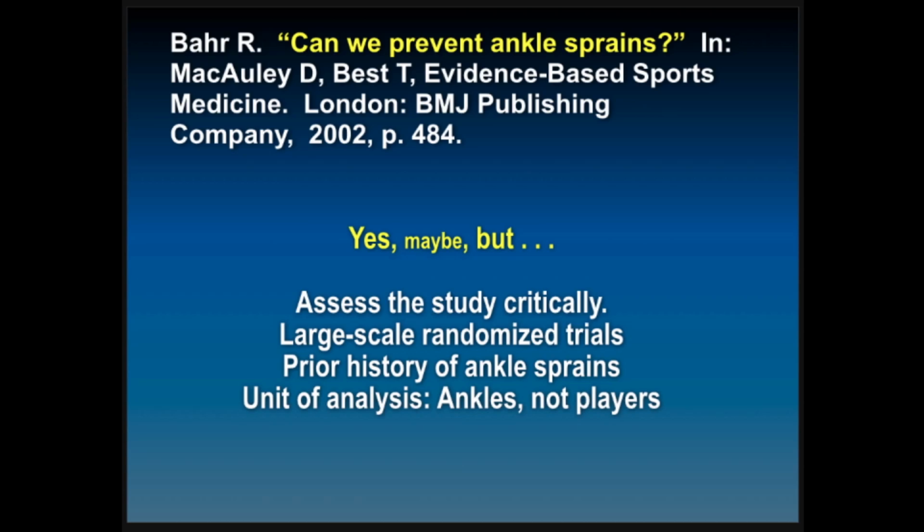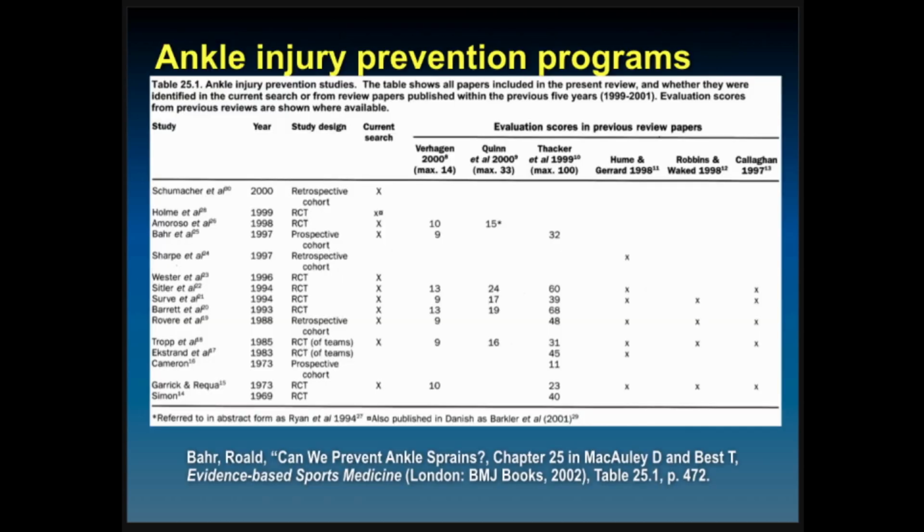Any study needs to be assessed critically. There are some large-scale randomized trials. A prior history of ankle sprain is the main reason for a recurrent sprain. You have to look at the unit of analysis. Is it ankles, which would be 2, or is it players, which would be 1? And this is from Barr's book, The Evidence-Based Medicine.